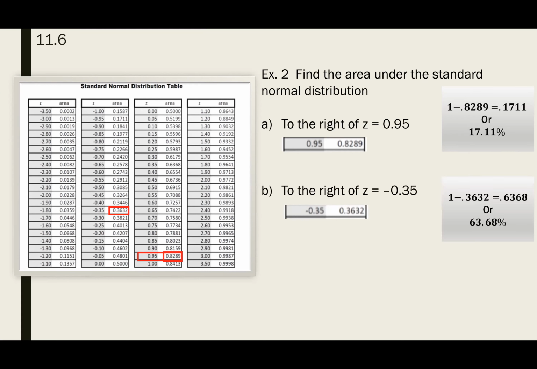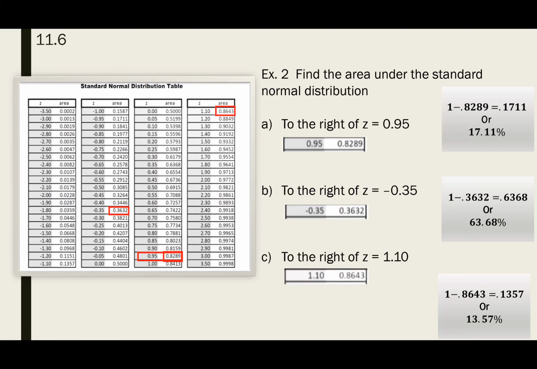Okay. So again, that's what we need to do if we need to find the area to the right. Whenever they ask us to find the area to the right, we need to take 1 minus the area to the left, because the table gives you the area to the left. If you take 1 minus the area to the left, you have the leftover, and the leftover will basically be the area to the right. Okay. So those are the first two questions.